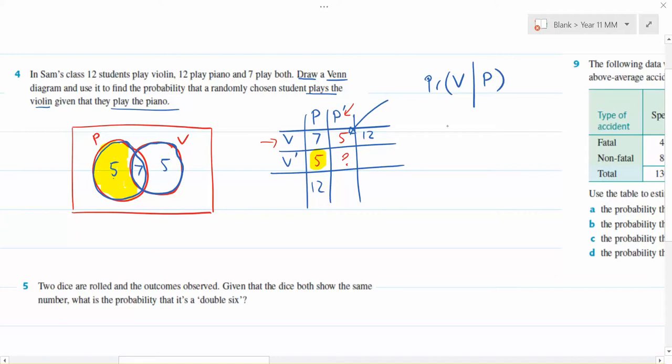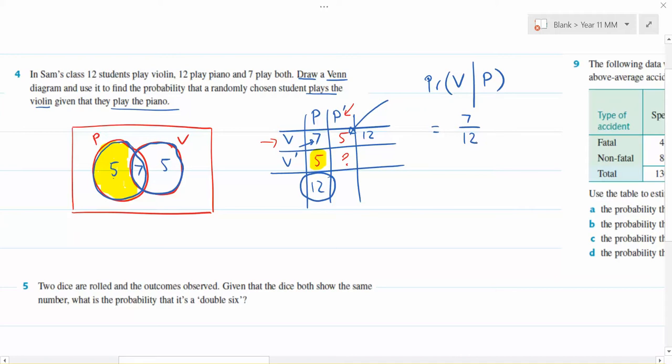Now you can do the formula again, or you can do it logically. Logically, how many people play piano already? We only got 12. Out of these 12, how many people play violin? Well, right there, it tells me 7. So logically, I would say the answer has to be 7 out of 12.